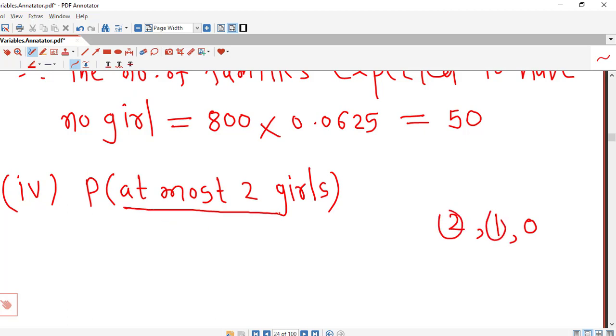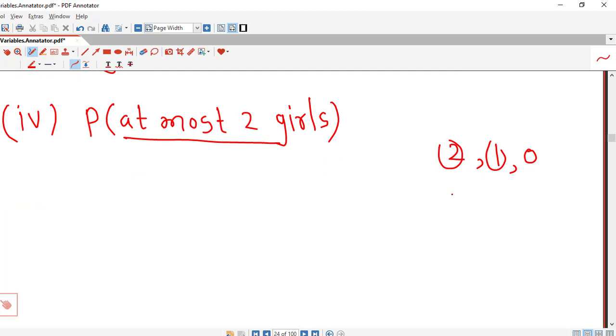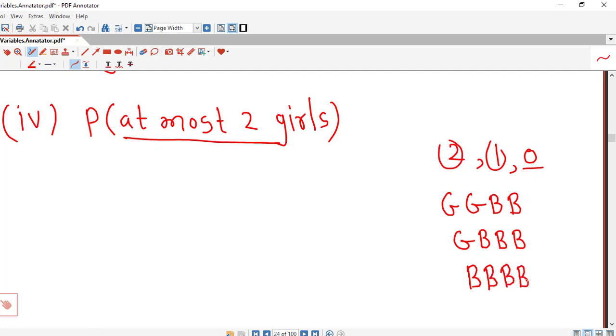So we try to understand this event. At most 2 girls means there are 2 girls, 1 girl or 0 girls. If there are 2 girls, there will be 2 boys. If there is 1 girl, then there will be 3 boys, and if there are 0 girls, all the children are boys. So the probability that there are at most 2 girls is nothing but the union of these 3 events, and all these events are mutually exclusive.